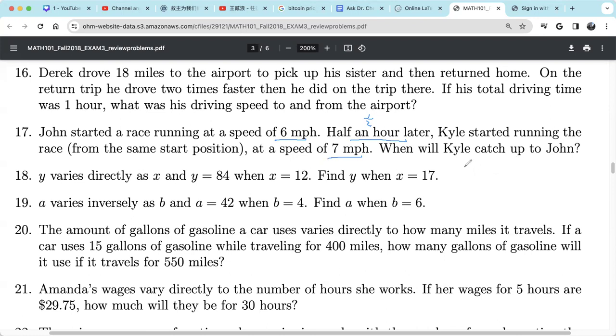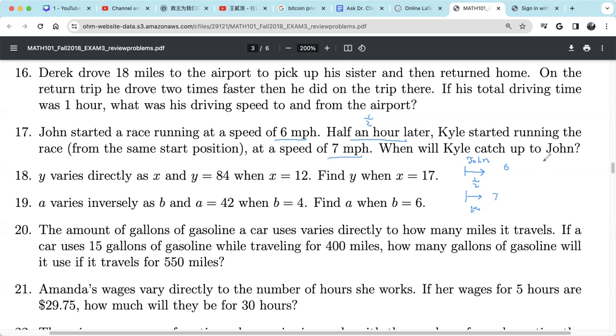All right, let's draw a picture. This is the starting point, right? John started first. A half hour later, Kyle started. John's speed is 6 miles per hour, and Kyle's speed is 7 miles per hour. So when will Kyle catch up with John?